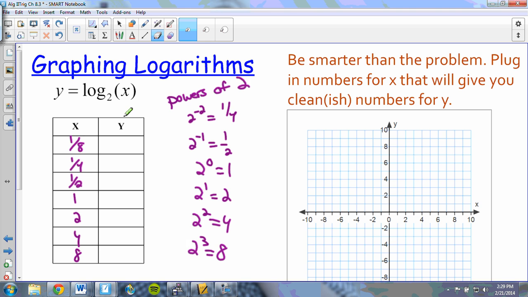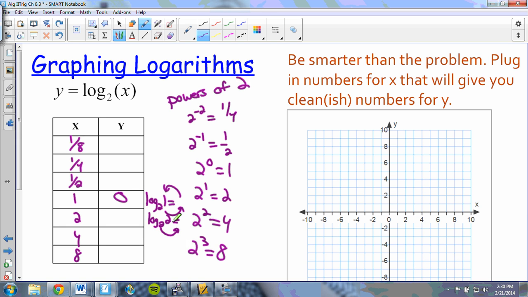Okay, let's start with 1. I'm plugging a 1 in for x, so I'm doing log base 2 of 1. Well, 2 to what power is 1? 2 to the 0 power is 1, so that's really going to be a y value of 0. Log base 2 of 2: 2 to what power is 2? Now my circles are getting kind of small, so I'm going to stop. It's going to be a 1.